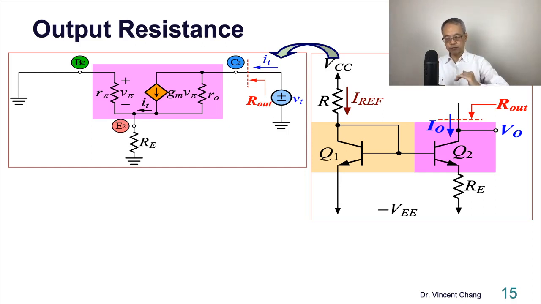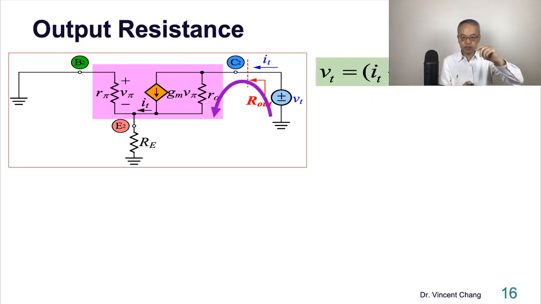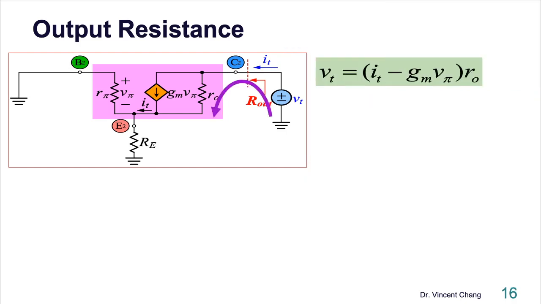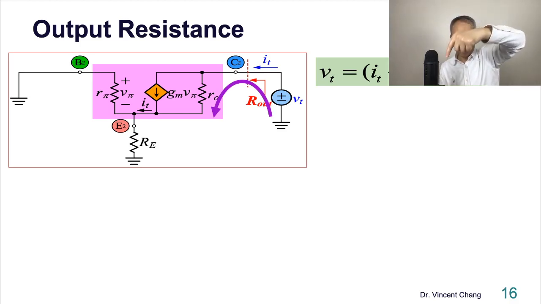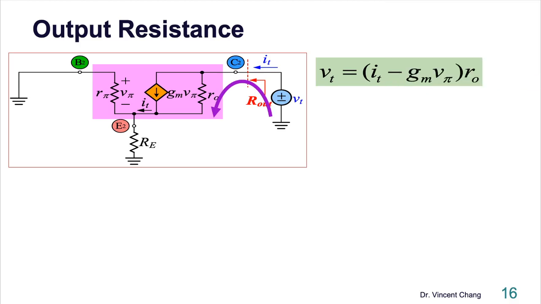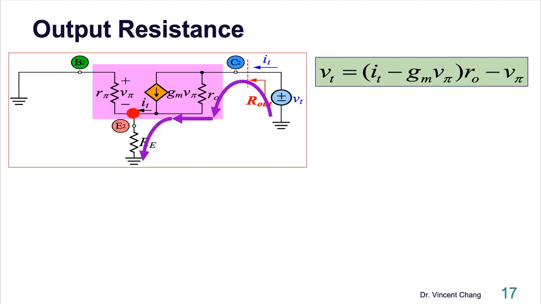Kirchhoff's voltage law. Then VT equals two drops. The first drop is the drop across RO. So pay attention, put this in your notes. The current flowing through RO is what? It's IT, let me show you. It's IT minus gm v_pi. So the current going down through RO is IT minus gm v_pi. That's the first drop across RO, and the second drop is minus v_pi.